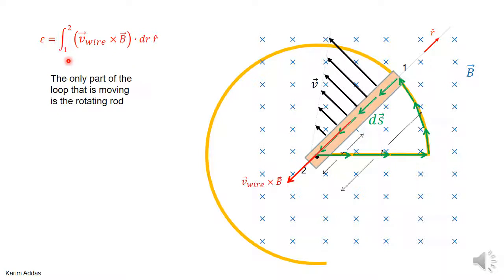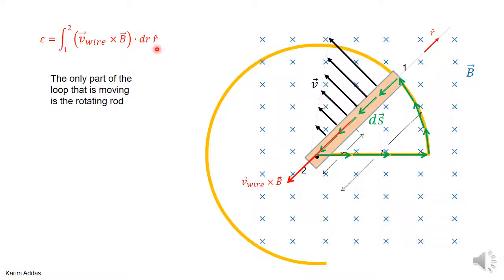And remember, we let the limits determine the sign. We always put this the same in all the problems, and then we let the limits determine the sign. So if this point is not clear, you can come and ask about it, or ask in the comments. So the only part that's moving is the rotating rod. This is fixed, this is fixed. So the only part that's rotating, that's moving, has a velocity, is this part. So that's why we're integrating from 1 to 2, from this point to this point.